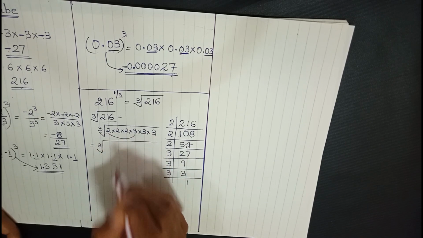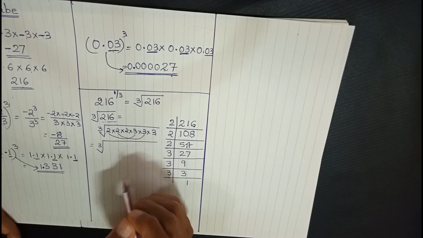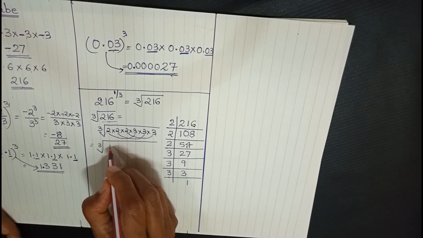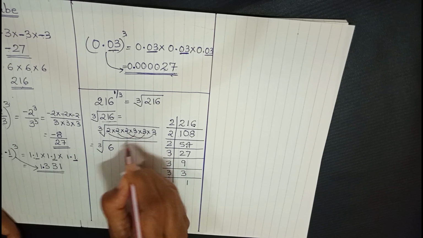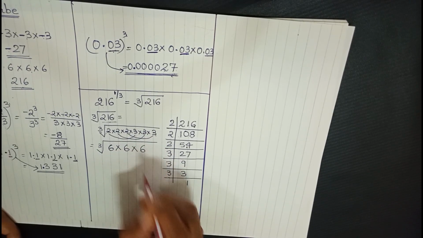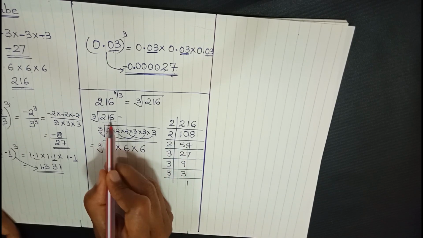Let us say 2 into 3 will give me 6. 2 into 3 will again give me 6. 2 into 3 will again give me 6. So this 2 into 3, I am writing it as 6, and again as 6, and again as 6. So you see what we got?